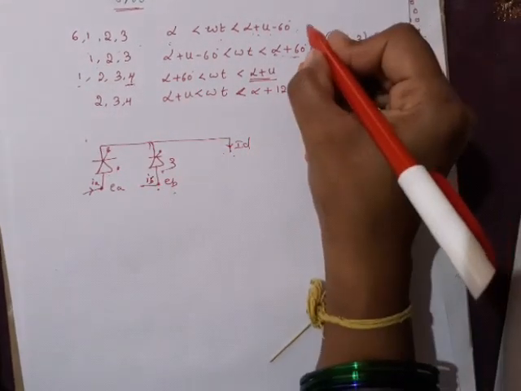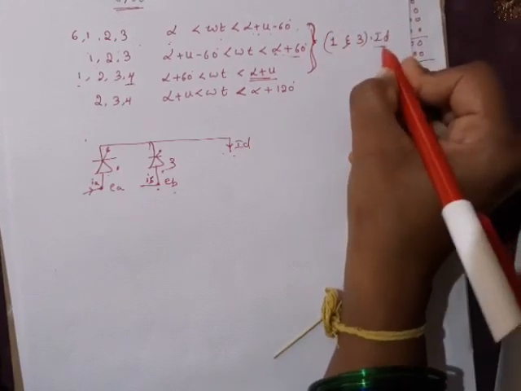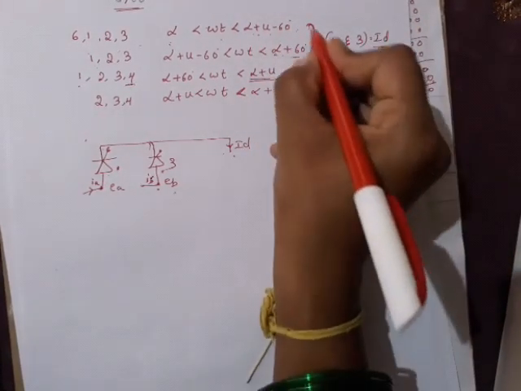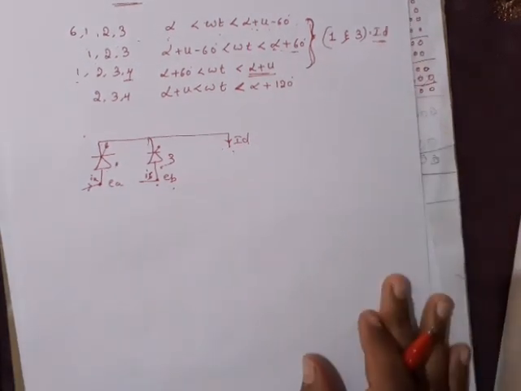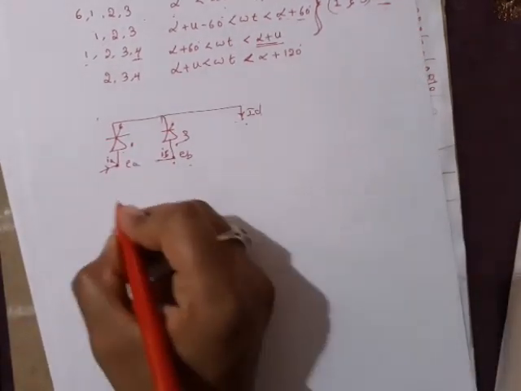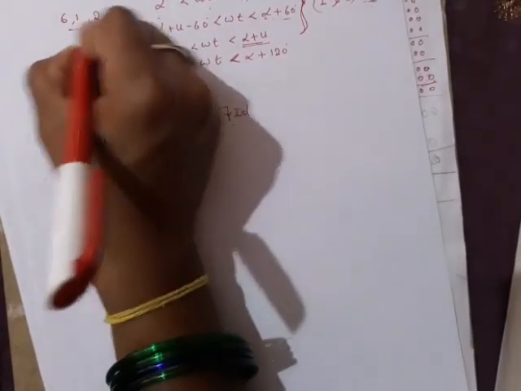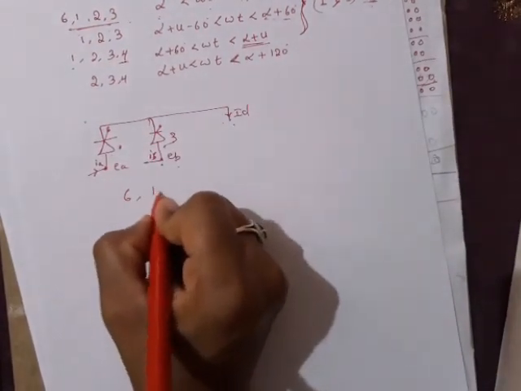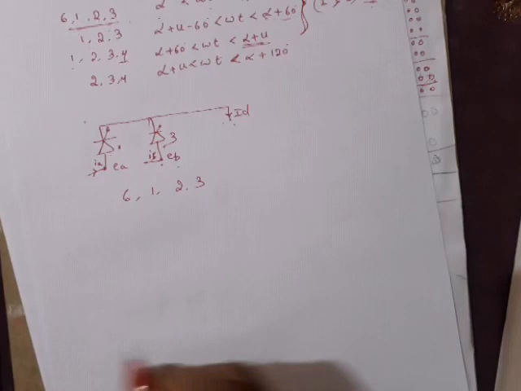So now we need to analyze the current. What is the current equation we are getting for ID during this period? Okay, that we'll write. So let us write the circuit. Which are all the whiles conducting? 6, 1, 2, 3.